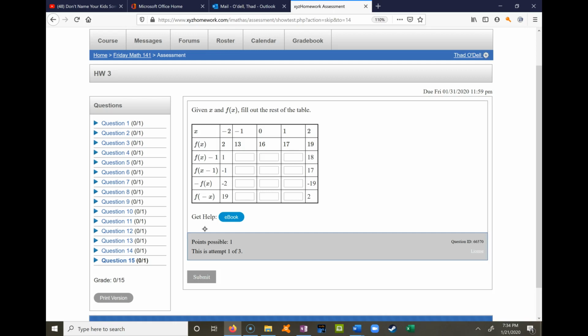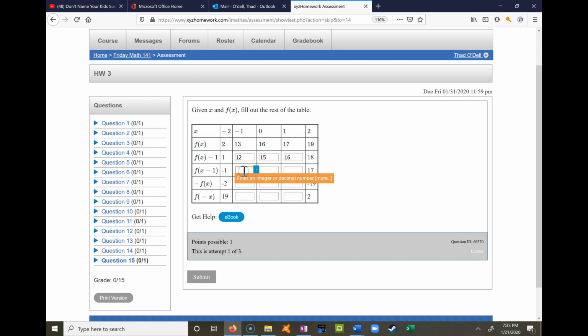So that means, let's look at the first one that we know. Notice when I plug -2 into the original function, I got 2. When I plug -2 into this new function, I got 1, which is 1 less than 2. So that's the same idea for all of these. It's always going to be 1 less than what I would have done in the original function. So that would be 12. That would be 15. And that would be 16.